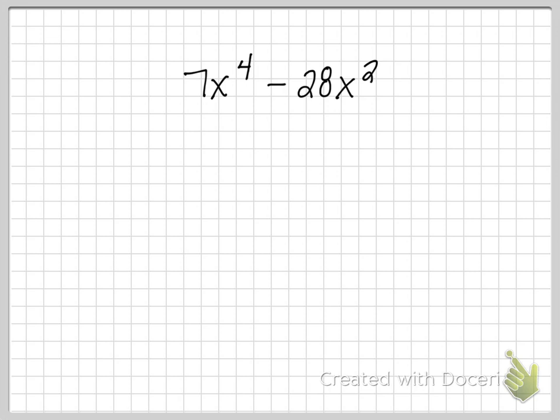Factor this one: 7x to the 4th minus 28x squared. Step 1. Difference of squares? It will be, but GCF first. 7x squared is the GCF, that's correct.